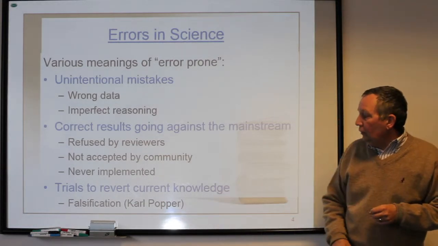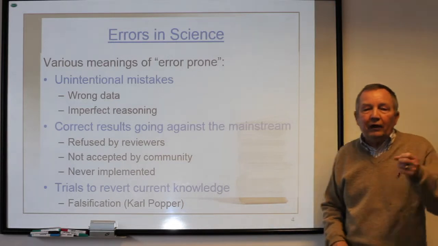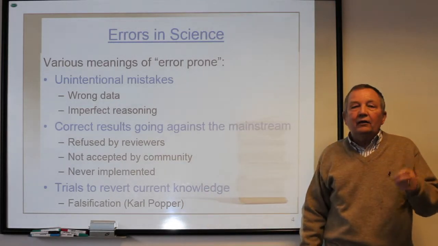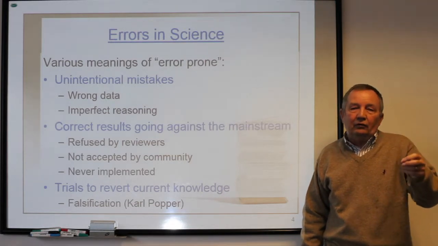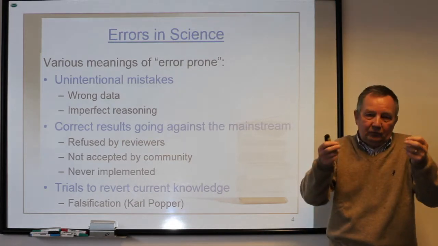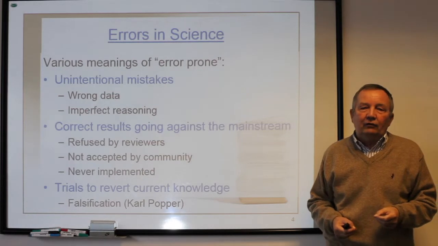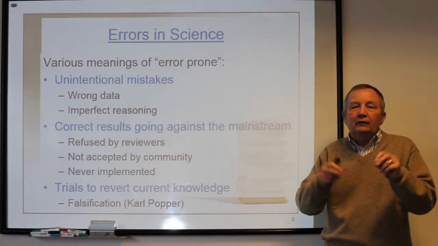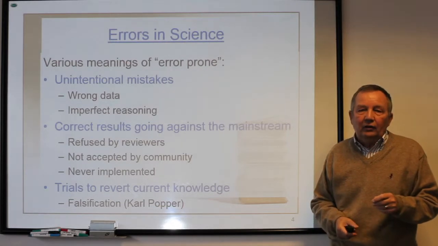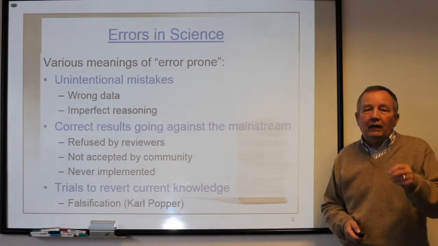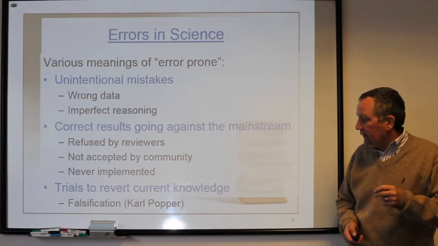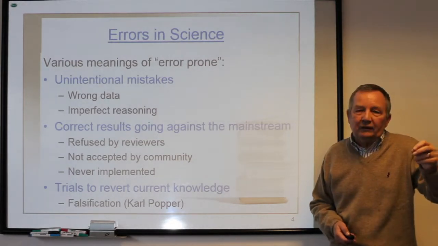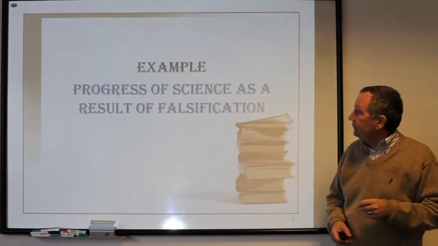And so the idea is we have to accept this situation and say, okay, every error, or what is considered as an error, is in fact a trial to revert our current knowledge. And this is the way Karl Popper explained it. He said falsification moves science forward.